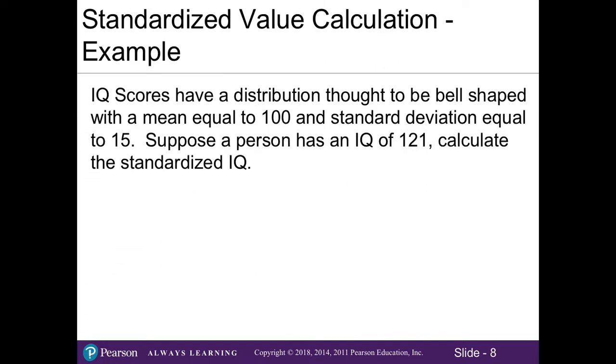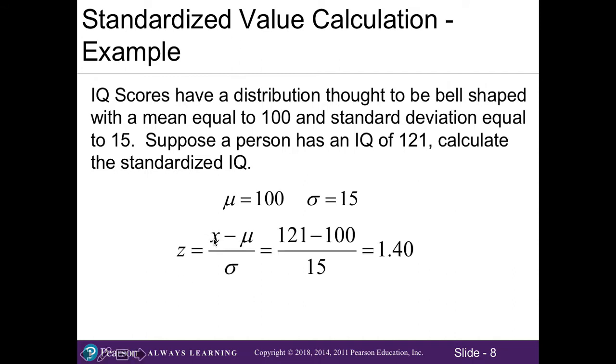So let's go ahead and see an example. Imagine that IQ scores have a distribution thought to be bell-shaped, where the mean is 100 and the standard deviation is 15. So if I have a person with an IQ score of 121, we want to know what their standardized IQ is. So here we'll have our population mean of 100 and our standard deviation of 15, and plug it into our formula. So my x, my person with an IQ of 121, subtracts 100, which is the average score, and then we divide by our standard deviation of 15.